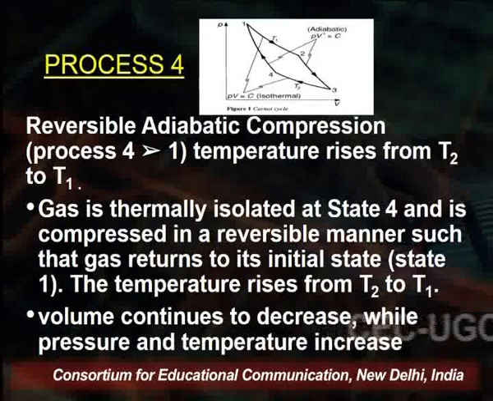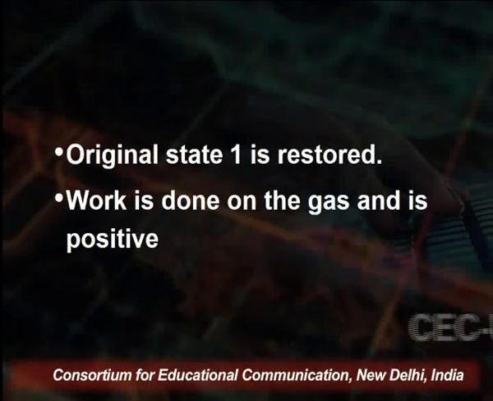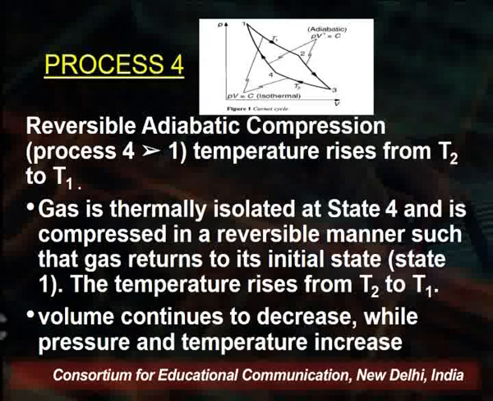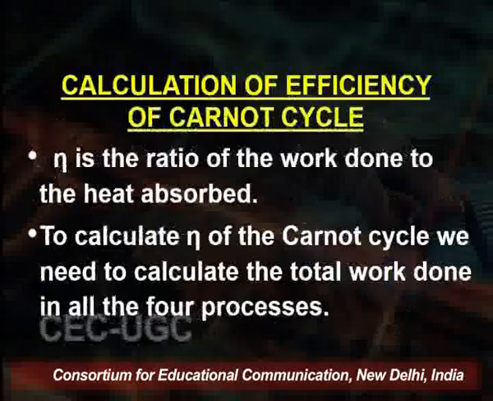Now process 4. Why is process 4 important? Process 4 is important because it helps us in restoring state 1. During this process, the work is done on the gas and is positive in nature. Process 4 is the reversible adiabatic compression. It allows the temperature of the gas to rise from T2 to T1. Gas is thermally isolated at state 4 and is compressed in a reversible manner such that the gas returns to its initial state, which is state 1. During this process, the temperature rises from T2 to T1. The volume decreases while the pressure and temperature increase.